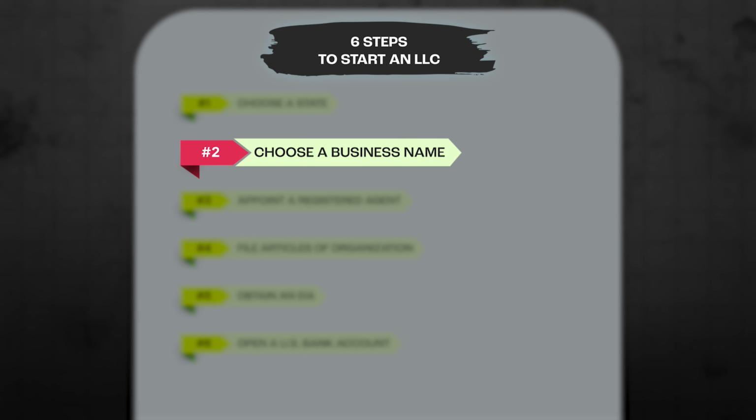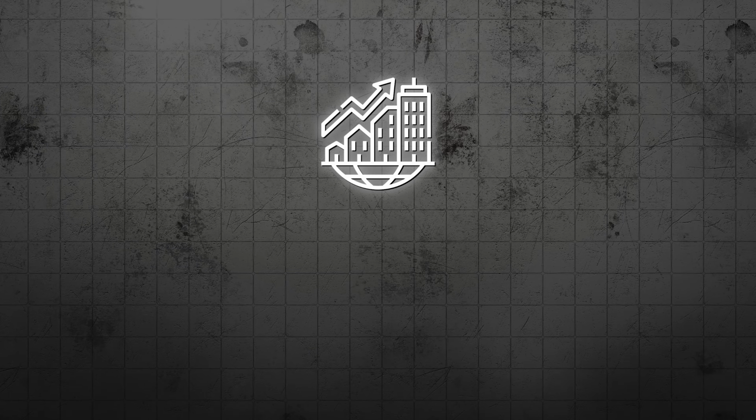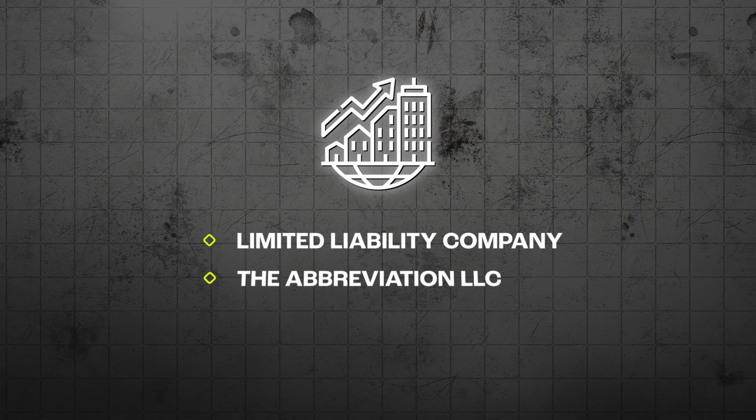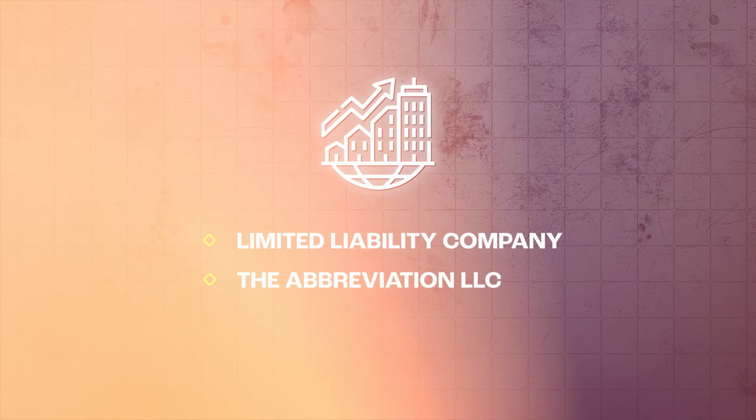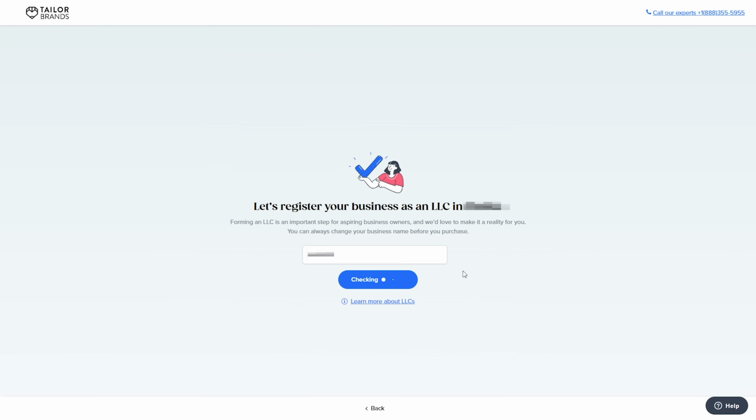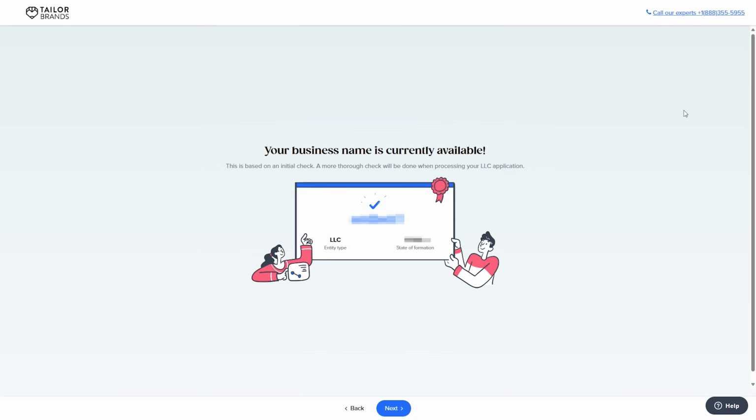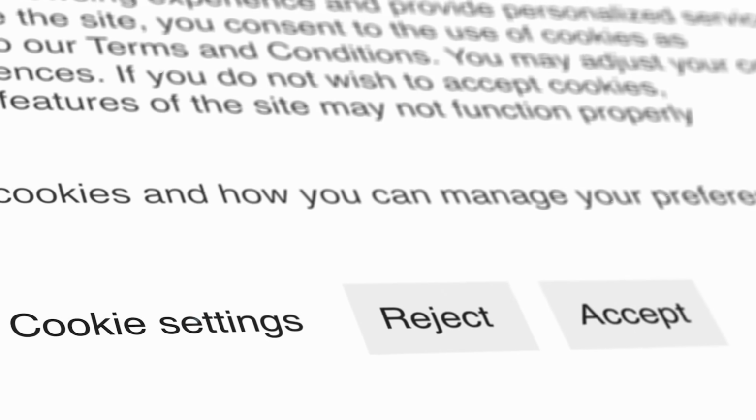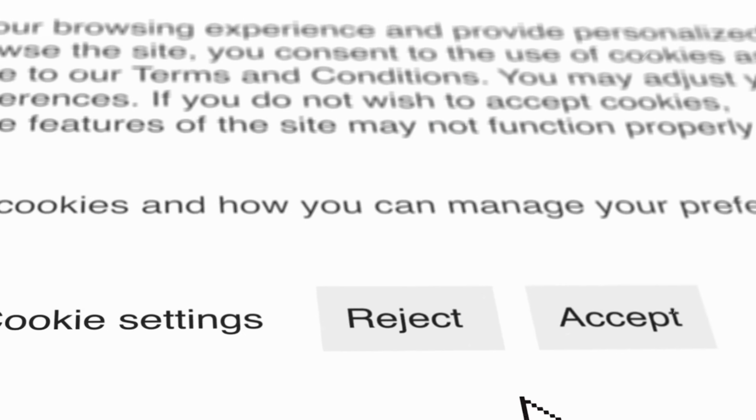Step number 2, you're just going to be choosing a business name. So you need to follow the naming guidelines in the state that you decide to choose, and they vary from state to state. Now, most states say that you must include limited liability company or the abbreviation LLC, and you'll want to make sure that the name that you choose is available in your state and can do that by conducting a search on the Secretary of State website for your state.